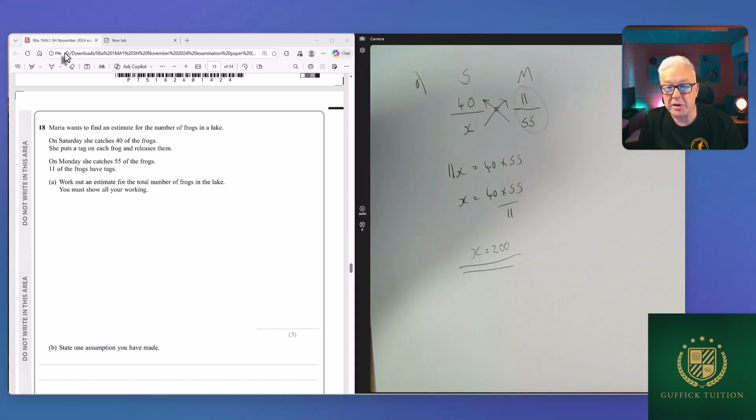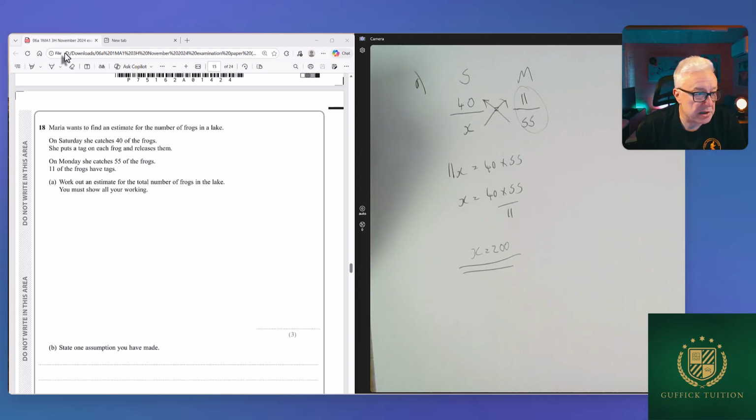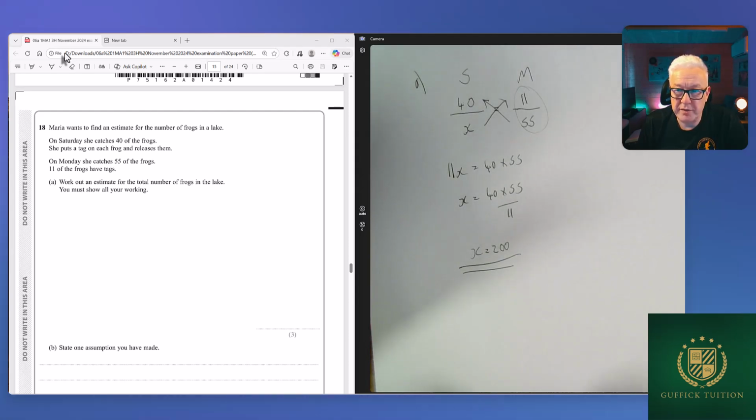Really standard capture-recapture question that. State an assumption that you've made. There's loads of things that they'll accept, but I think the most important one is that the number of frogs is evenly distributed throughout the lake. That's what I would think. That seems to me to be the most sensible.